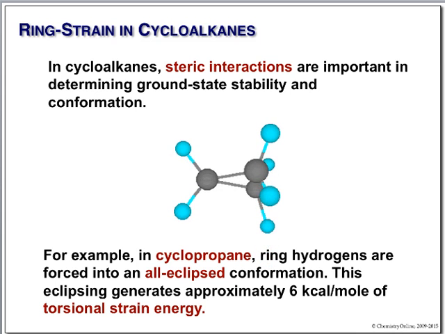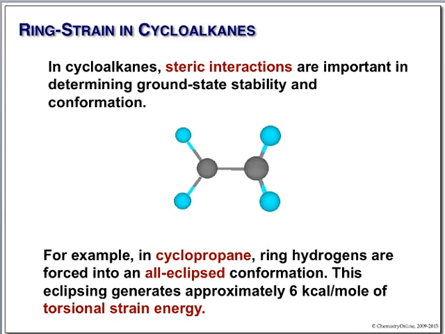But if you look at it here, after our full rotation, all of these hydrogens are eclipsed, aren't they? And remember when we talked about ethane and butane itself, we said the eclipsed orientations were always the highest energy. That makes cyclopropane here a very high energy molecule. This energy is generally referred to as strain energy. This is torsional strain, that's the energy from eclipsing.